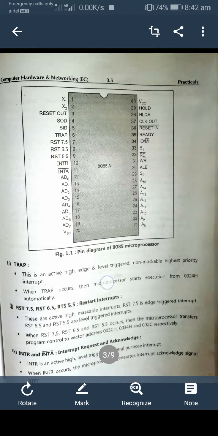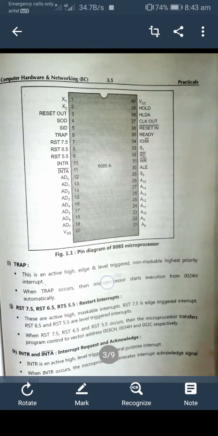SID and SOD, serial input data and serial output data. SID and SOD are an active high input and output serial port pin respectively. The SID pin is used to accept 1-bit data under software control. The SOD pin is used to transfer 1-bit data from the CPU under software control.